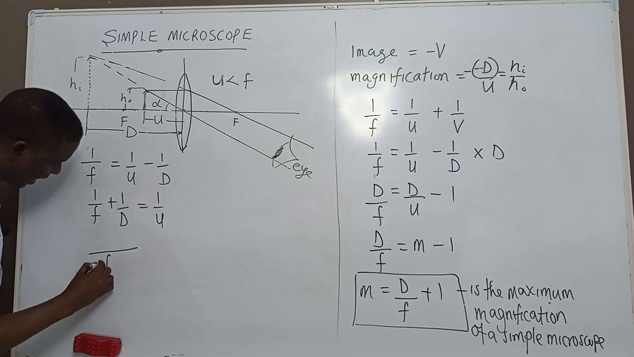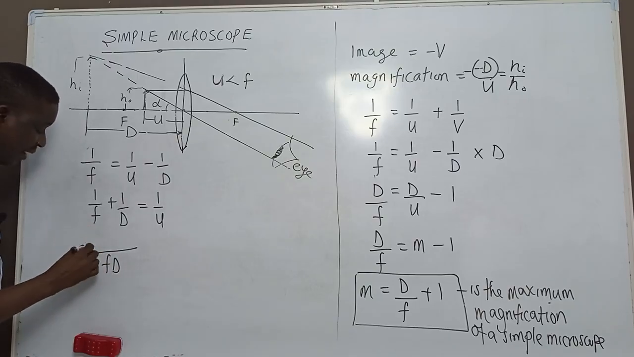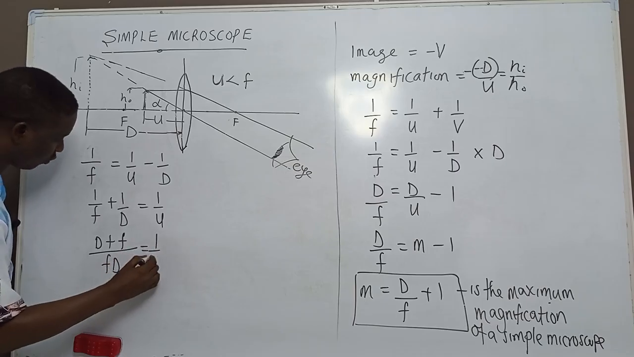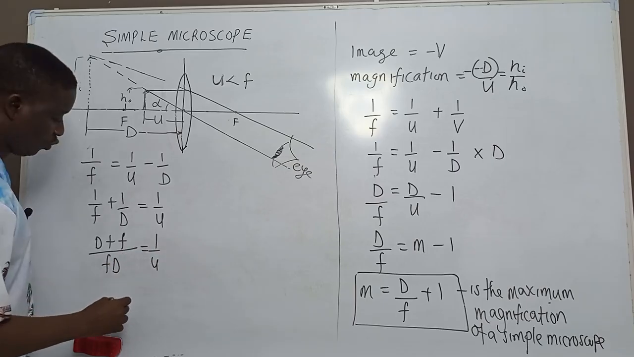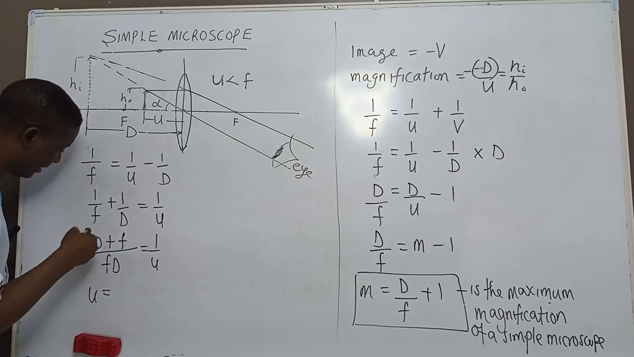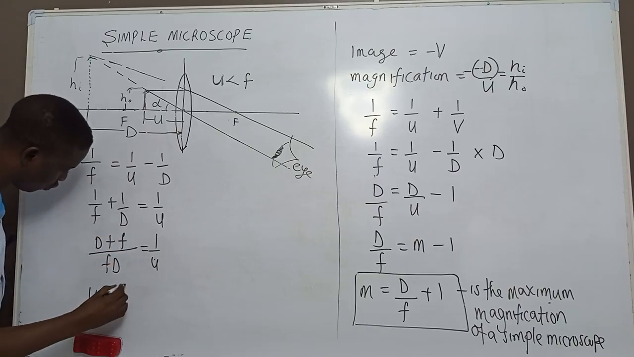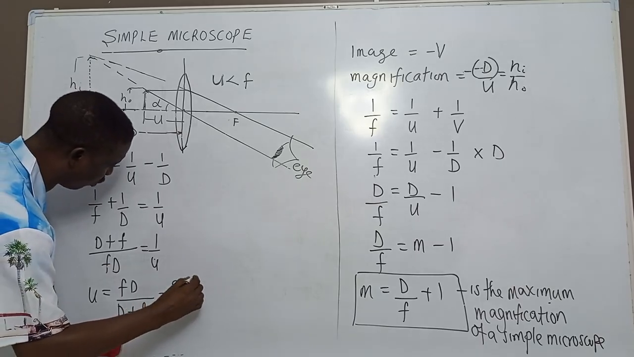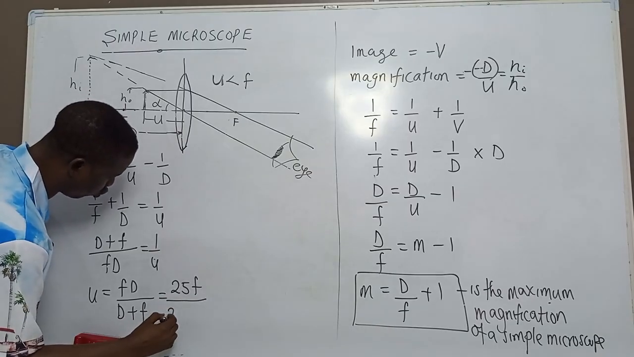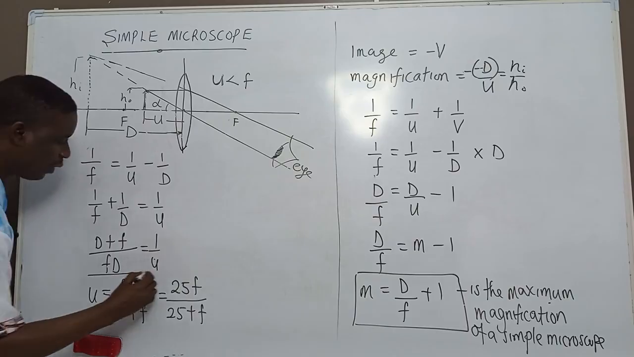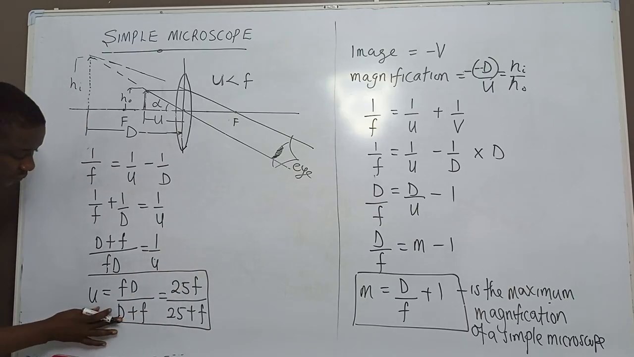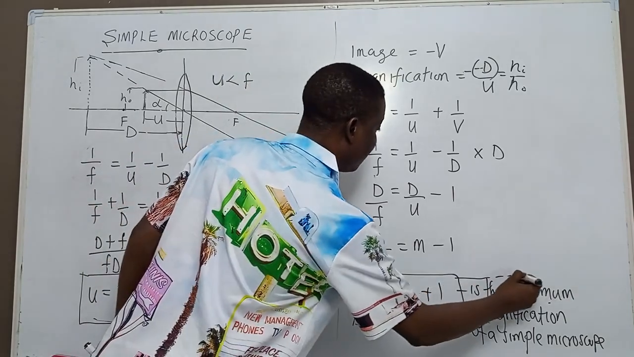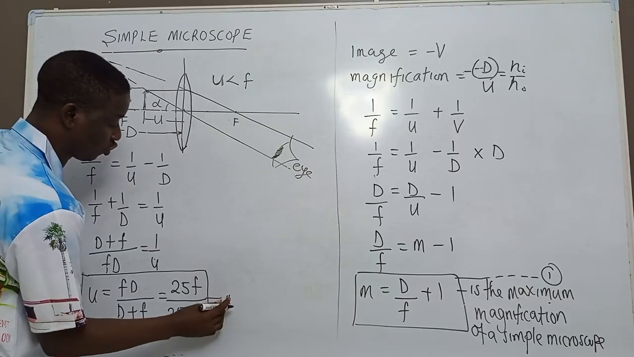So that means that the LCM first. fd is the LCM. fd divided by f, we have d plus f. This one divided by this, we are going to have f. So equal to 1 over u. Now, we go ahead to make u the subject. So u will now be equal to, take inverse of this one to make your u. So fd over d plus f, which is 25f over 25 plus f. This is our formula for object distance. Let's call this one equation 1, and let me call this one equation 2.